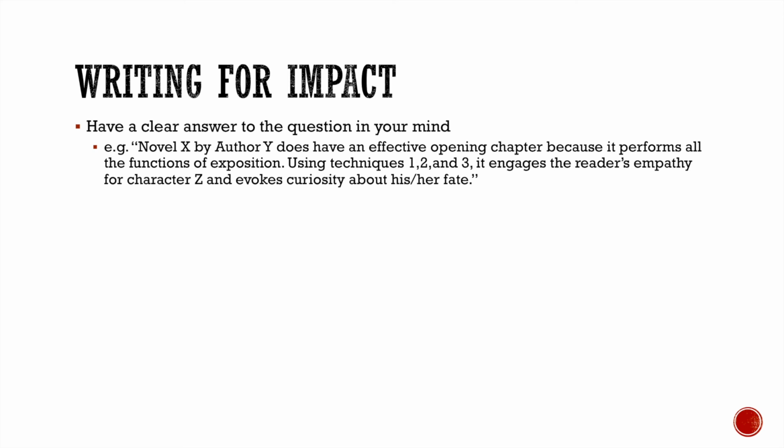So, novel X by author Y does have an effective opening chapter because it performs all the functions of exposition, using techniques 1, 2 and 3, and the techniques you write about might be characterisation, symbolism and description. They might be something totally different, but you can talk about techniques, and usually for Higher in Scotland the question will ask you, in fact I think it almost always asks you, to focus on techniques the writer uses. So name 3 techniques you're going to use.